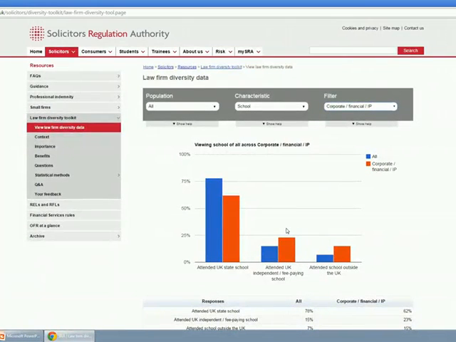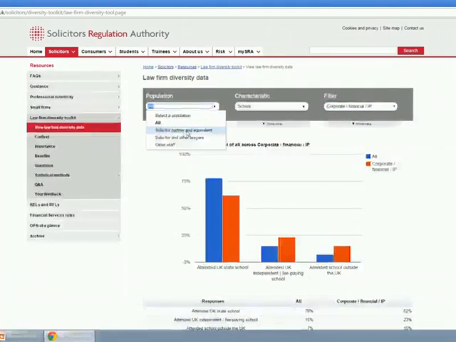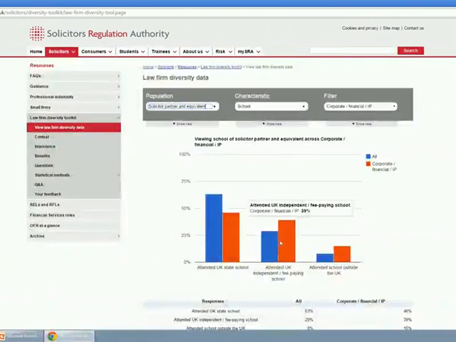So here we can see that for city firms, corporate, financial and intellectual property, we have 23% of the staff in those firms that have attended a UK independent or fee-paying school. If we take a look at the population level and look at partner and equivalent, so the more senior levels of staff in those firms, we can see that we have a great increase to 39% of that workforce at that particular employment level who were educated at UK independent and fee-paying schools.